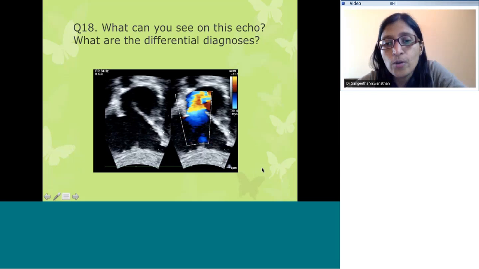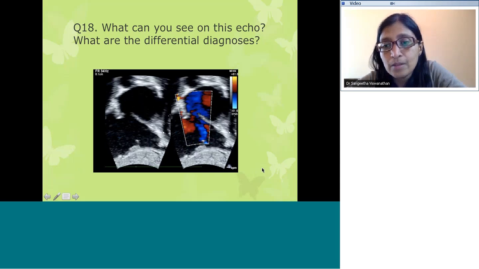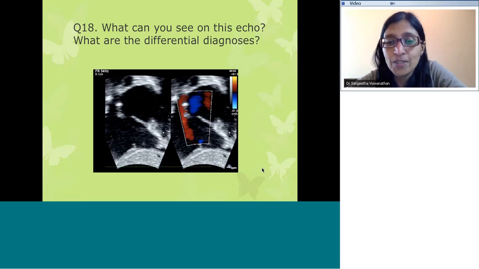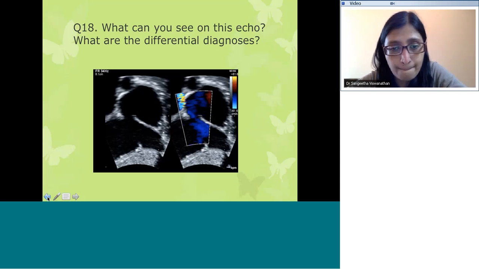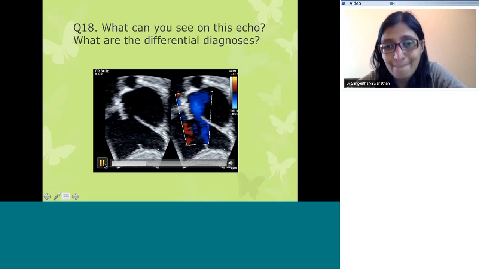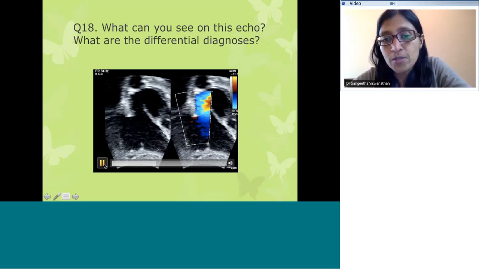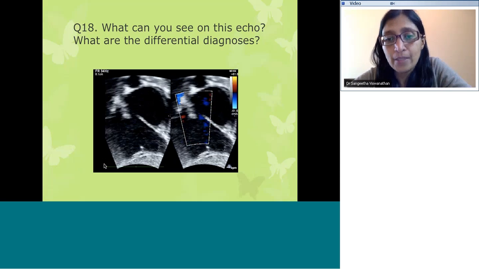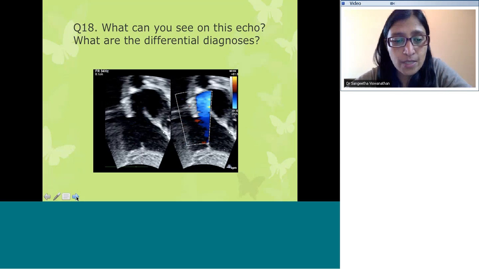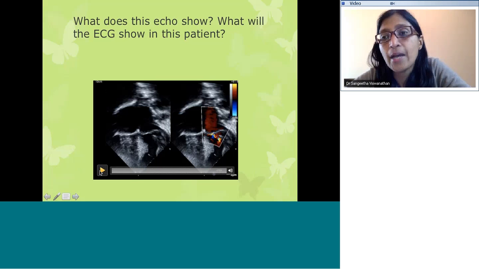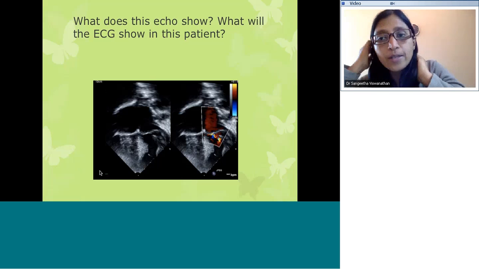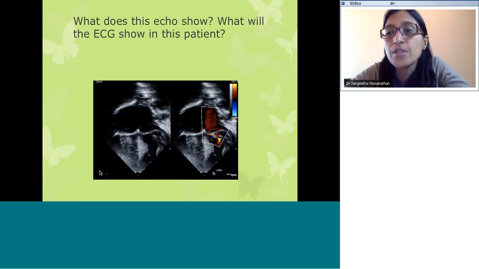Another echo clip. What is this showing you again? You've seen this before. It's a subcostal view. So it shows right to left shunting across the ASD. What are the differential diagnoses of right to left shunting across the ASD? We've already seen TAPVC as one of the differential diagnoses. What are the others?